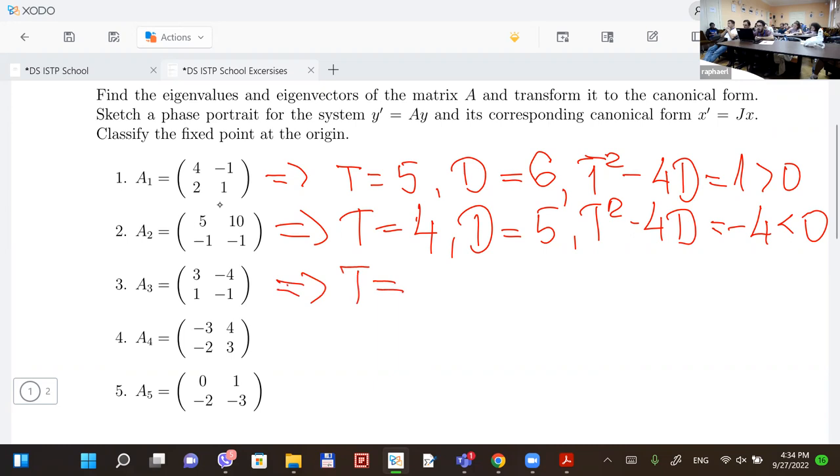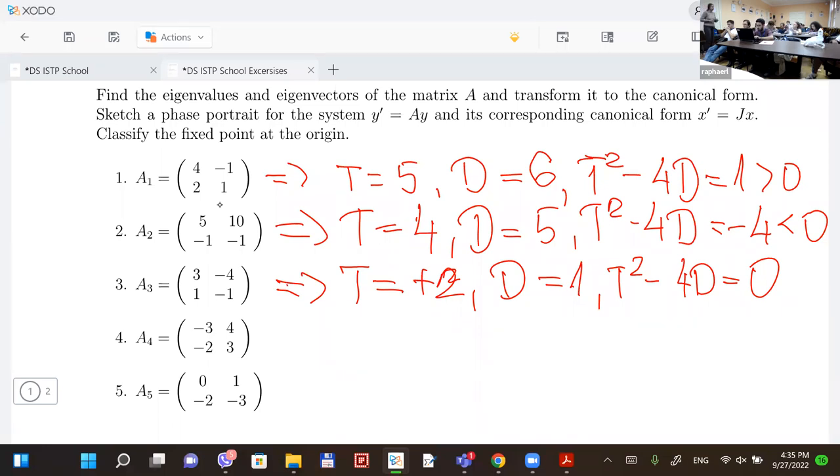What do we do here? The trace is now 1. T squared equal to 4D, this is the parabola. So if it is equal, you are on the parabola, on the borderline. Still, the trace is positive, so you are on the right. What is on the borderline? Degenerate node, an unstable degenerate node.